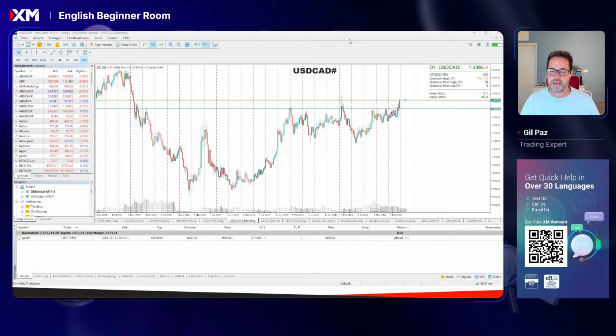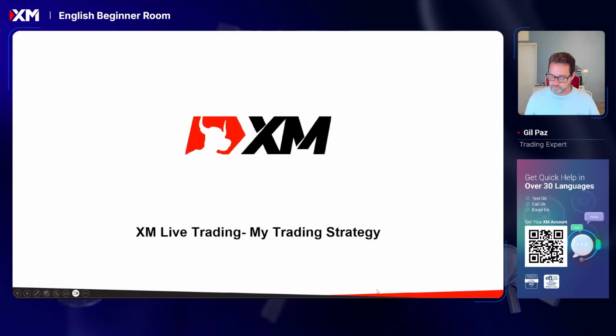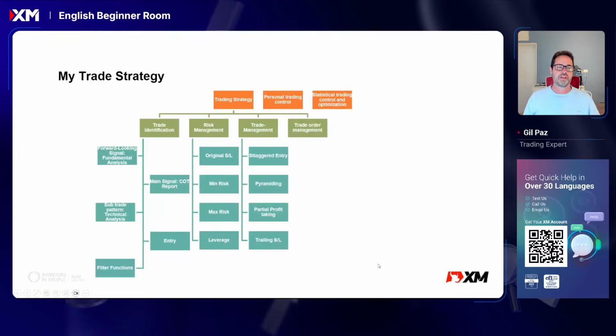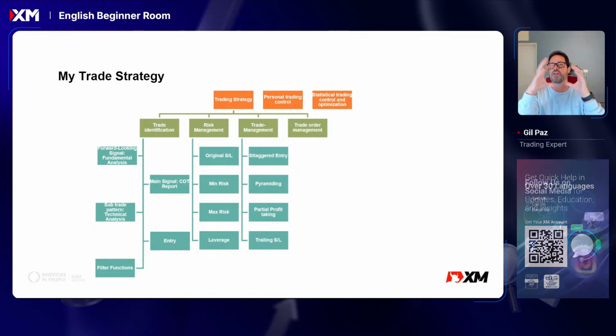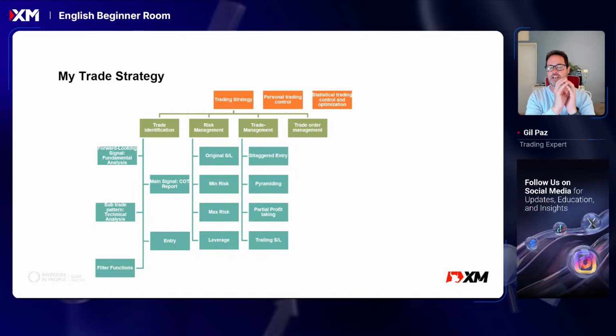Okay, my trading strategy. So my trading strategy is built on 4 modules, you could say. In the first module of my trading strategy, I define how I analyze the market. In the second module, how I manage risks. In the third module, how I manage trades. And in the fourth module, how I manage all my positions together. Okay, these are the modules.